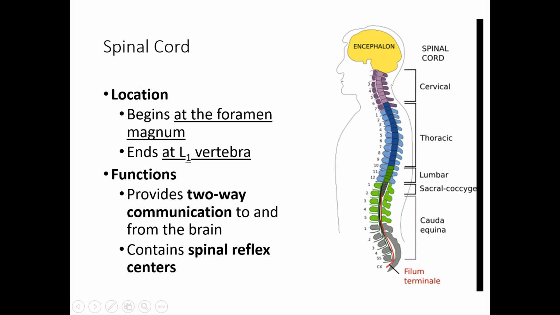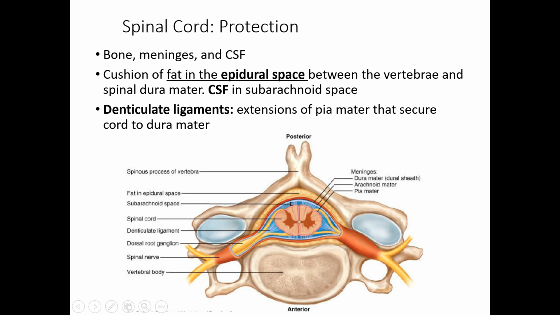It's a little bit wrong in this picture. It's supposed to end at the first lumbar vertebra. It's a little bit longer right here. Okay, so L1. Its function is to connect our brain through the spinal nerves with our body, arms, and legs. The second function, it also has spinal reflex centers. We'll talk about spinal reflexes.